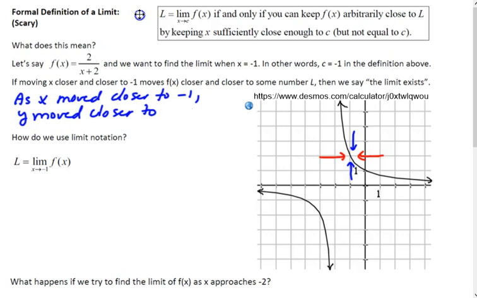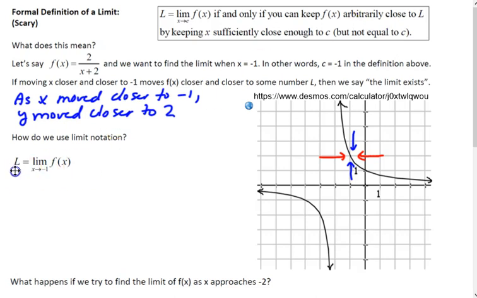So that shows that there is a limit, that we can keep f of x arbitrarily close to 2 by keeping x sufficiently close to -1. That's basically what we're saying here. It might be easier just to say that the limit is the number that y gets close to when x gets close to -1. So how do we do formal limit notation for this?